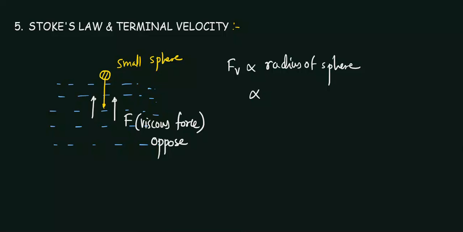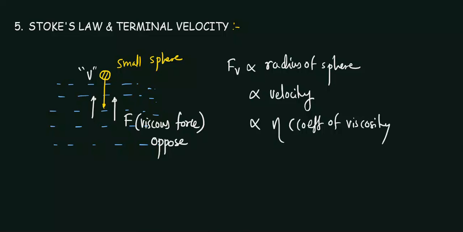Next, it is directly proportional also to the velocity. Let's call this the velocity through which it is falling. And it also depends on the coefficient of viscosity, or simply viscosity. And this is the statement of Stokes law. He says that this Fv is proportional to eta Rv.